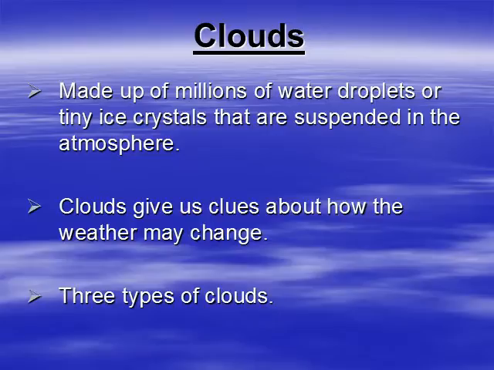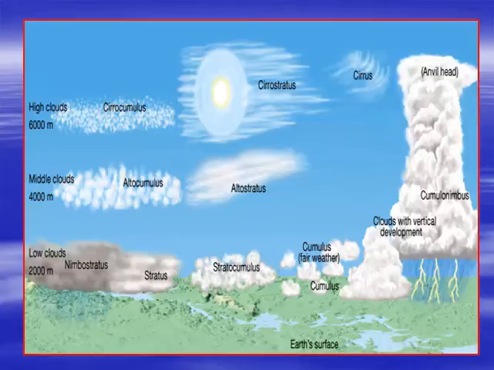So the last part of this weather mix is going to be clouds. Clouds are made up of millions of tiny water droplets or ice crystals that are suspended in the atmosphere. They give us clues about how the weather may change because there are many different types of clouds. There are three main types, and then from there, there are all these subtypes of clouds. So the three main types of clouds are stratus clouds, cirrus clouds way up here, and cumulus clouds down here.